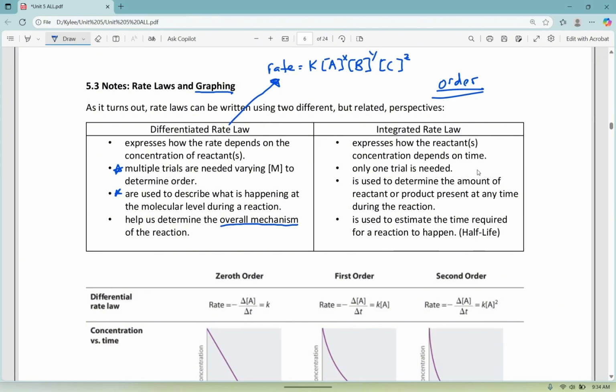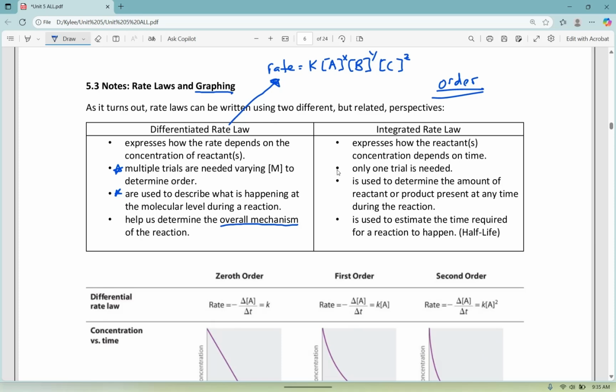Then on the other side of the coin, we have what's called the integrated rate law. In the integrated rate law, we would be looking at how the reactant's concentration depends on time. So it's just looking at it a different way. When we did the differentiated, we looked at how the rate depends on the concentration of reactants. Here on the right-hand side, on the integrated rate law, we're looking at concentration versus time.